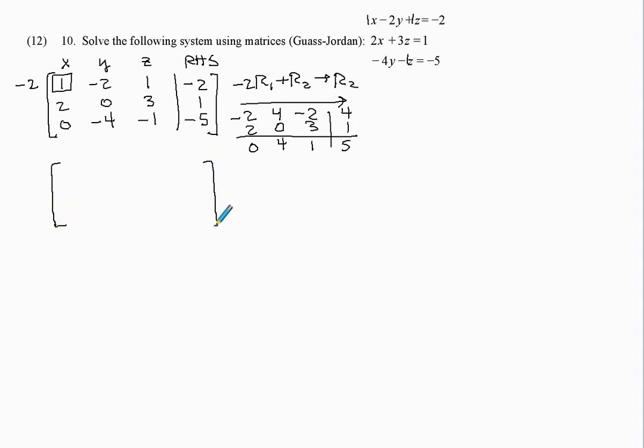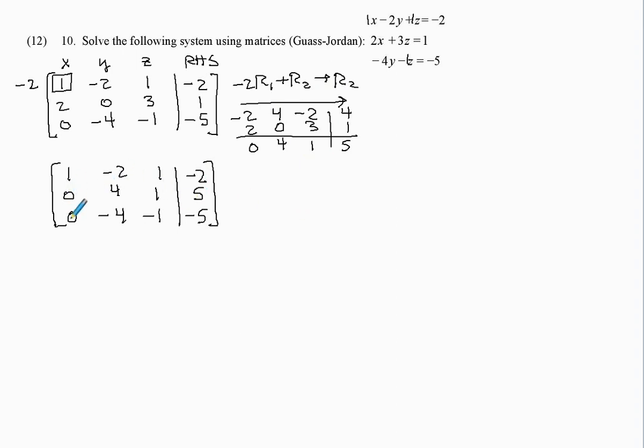only row 2 gets replaced. Row 1 and 3 stay the same. So row 1 is still 1, negative 2, 1, negative 2. Row 3 down here is still 0, negative 4, negative 1, negative 5. And then row 2 is right here. It's our new row 2. So 0, 4, 1, and 5.